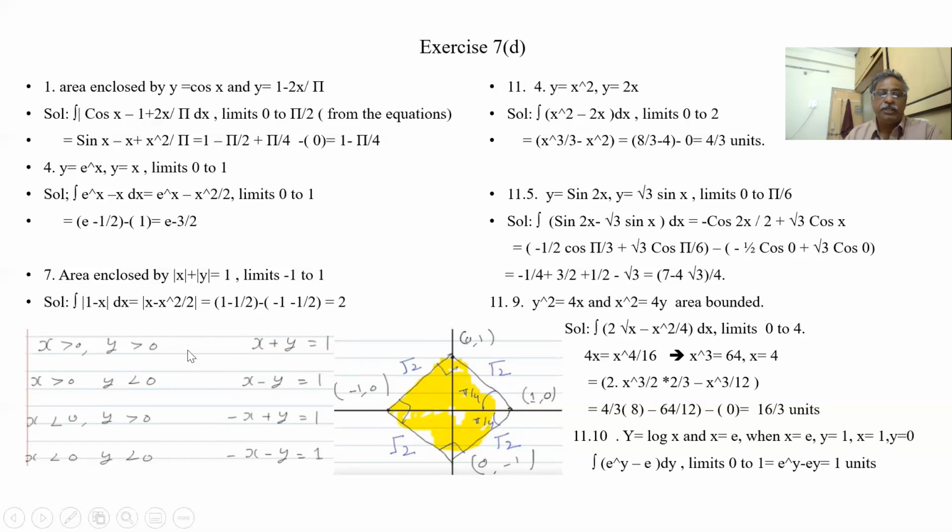Suppose if I do individually, so mod x, x can be greater than 0, y can be greater than 0. So this portion. So x plus y is equal to 1. This is the line. So x can be greater than 0, y can be less than 0. This portion. So all these four curves are representing this equation. So what is the area bounded by all these four curves? This is 1, this is 1, so this is root 2, root 2, root 2, root 2. So this is a square of root 2 into root 2, which is equal to 2.